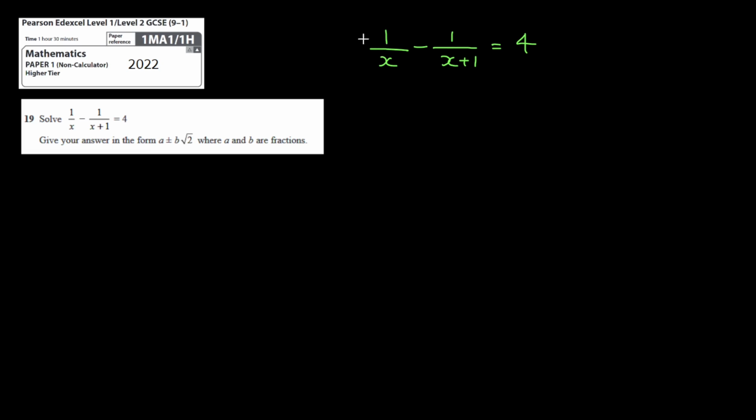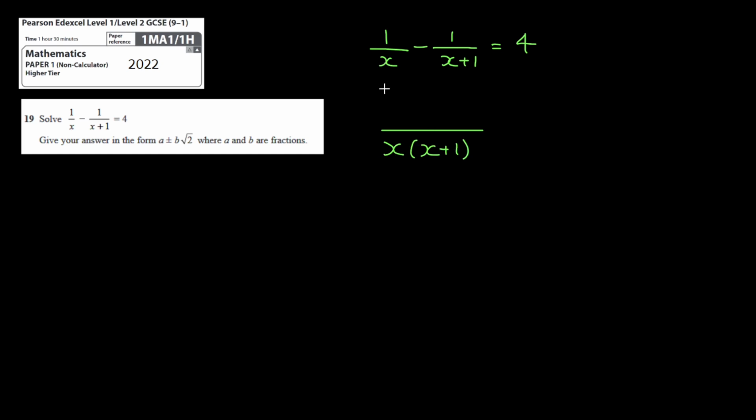We can do it either by multiplying the whole equation by x to lose this one, and then multiplying the whole equation by x plus 1, and thereby losing this one, or put them on a common denominator. Let me show you putting them on a common denominator. The denominator will be the multiplication of these two terms. Do you remember the bracket?